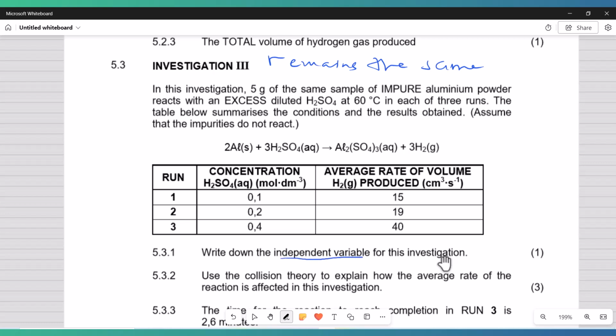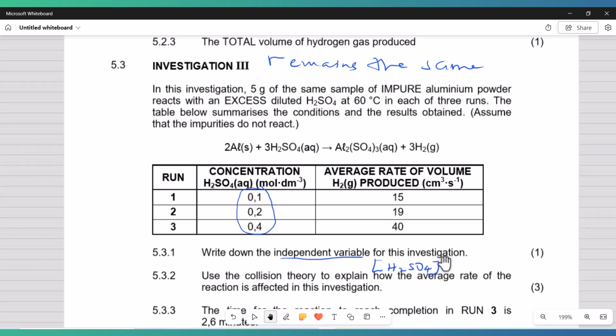So if you check here, they keep on changing the concentration, because at first it's 0, 0.1, 0.2. So the answer here is going to be what? It's going to be the concentration of sulfuric acid. This is our independent variable because they keep on changing it.